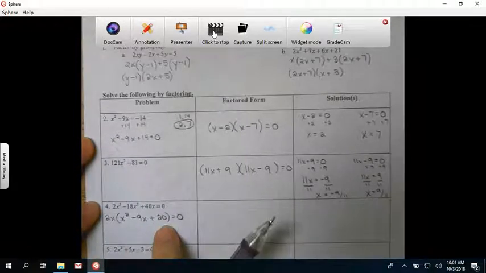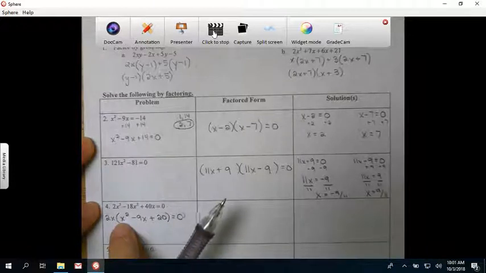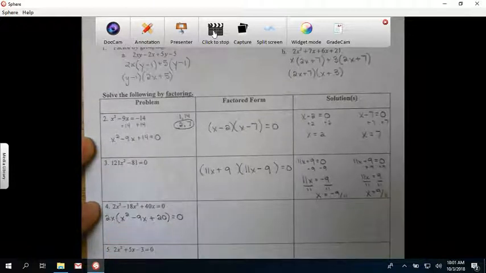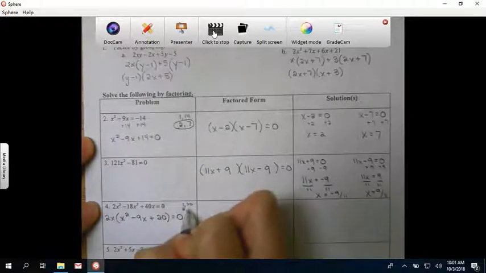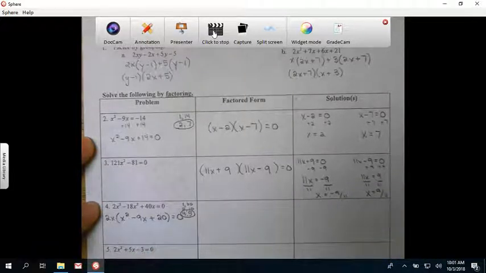Now I have a simple trinomial where my coefficient of my x squared term is in fact 1. So when I look at this, I'm looking at what factors of 20 add to give me 9. So if I list my factors, I need the 2 that add to give me 9.